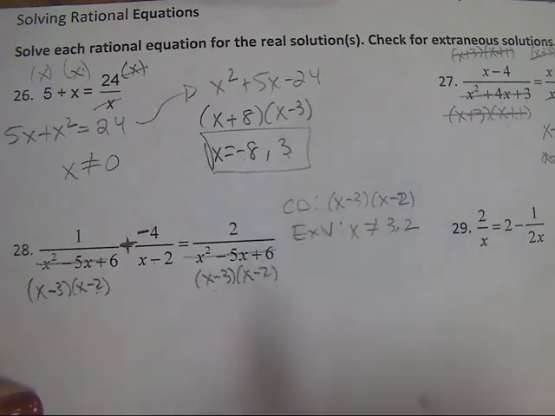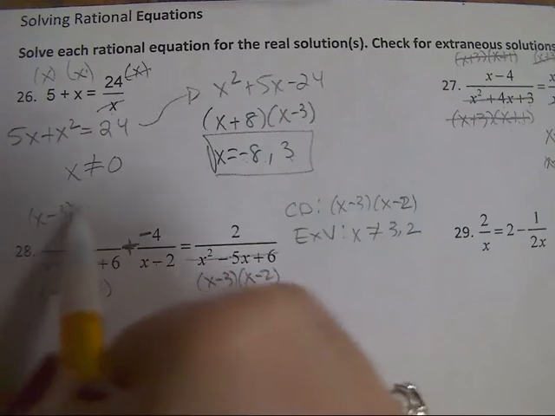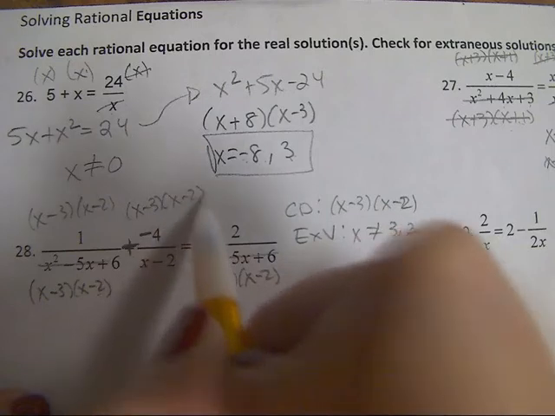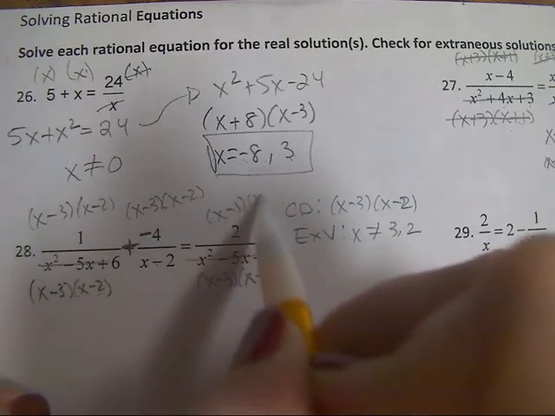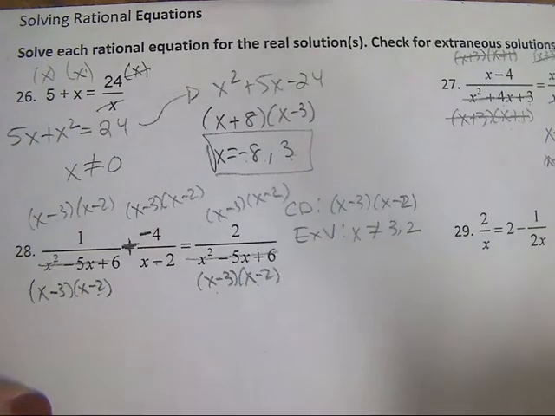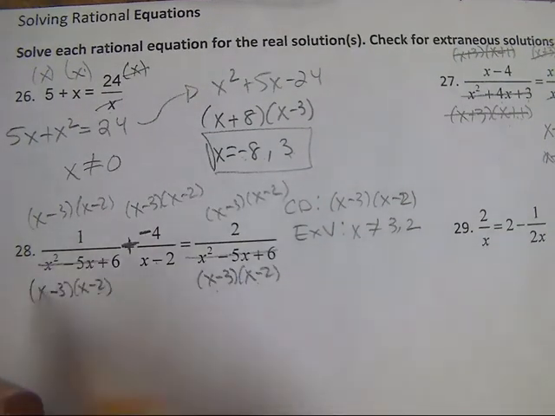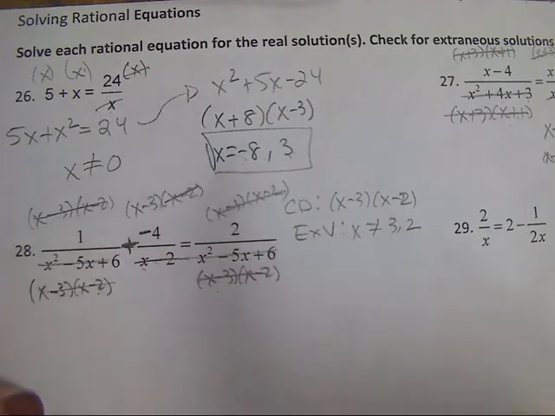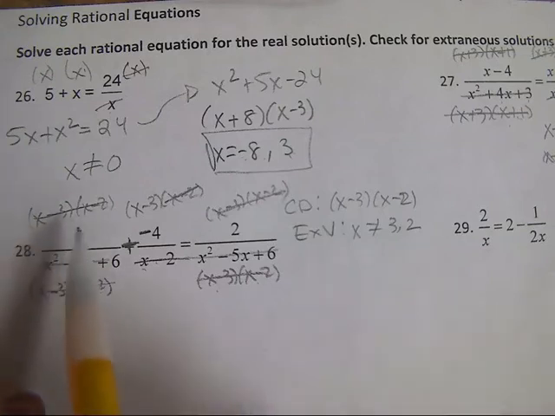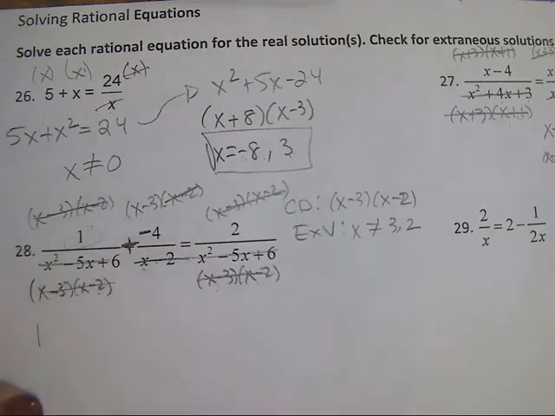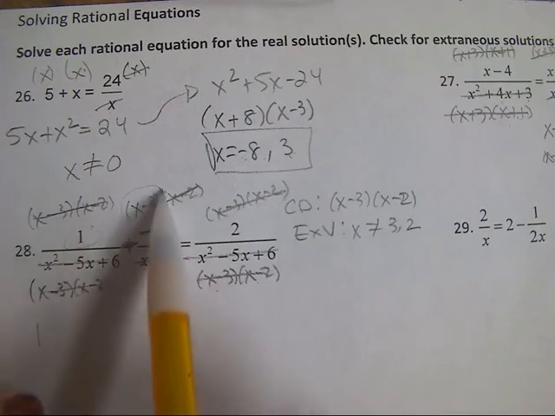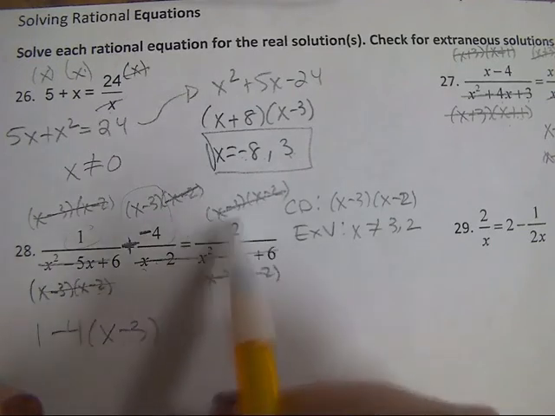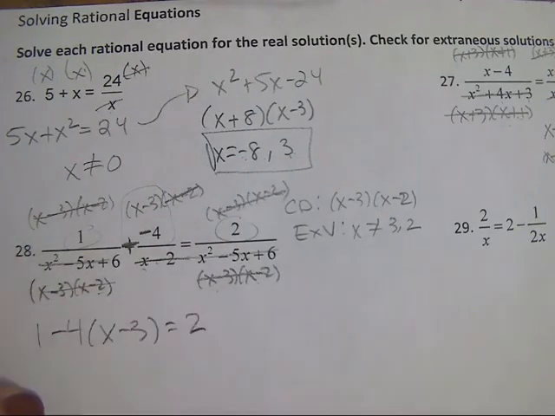All right, everything gets x minus 3 and x minus 2 here and here. X minus 3, x minus 2. All right, so now we can cancel out common factors. Here it's going to be both of them. In the middle, it's just x minus 2. On the end, it will be both of them. So what do I have left? Well, right here, I just have a 1. In the middle, I have negative 4 times x minus 3. And then on the other side, it's just a 2.